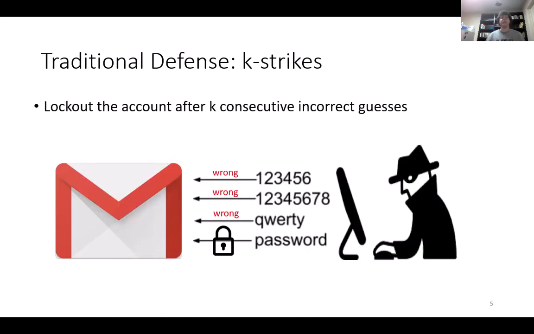The traditional defense against online attacks is to lock the user's account after k consecutive incorrect guesses. In this example, the attacker is locked out after submitting 3 incorrect guesses.